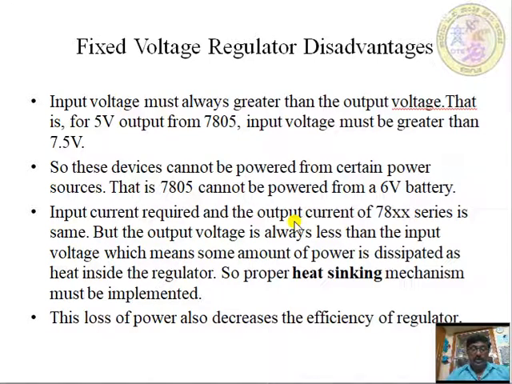The input current required and the output current of the IC are the same, but the output voltage is always less than the input voltage, which means some amount of power is dissipated as heat inside the regulator. So a proper heat sinking mechanism must be implemented. The output voltage is always less than the input voltage. This loss of power also decreases the efficiency of regulators.